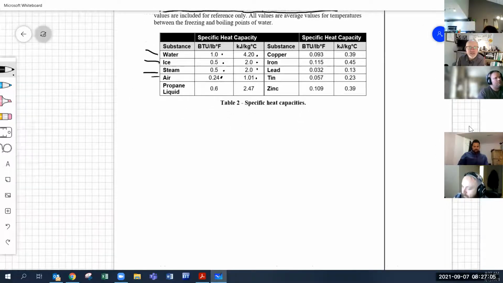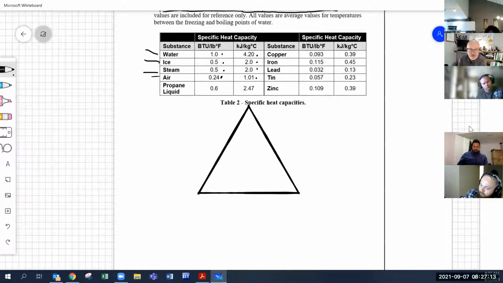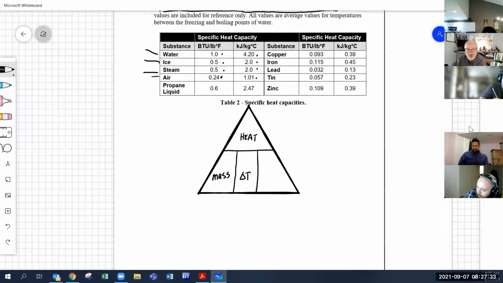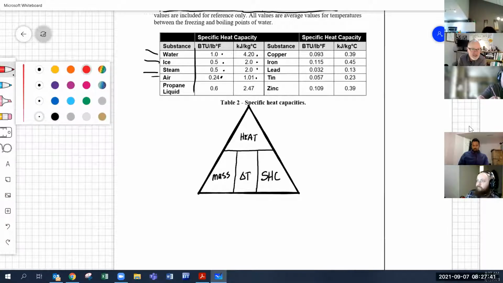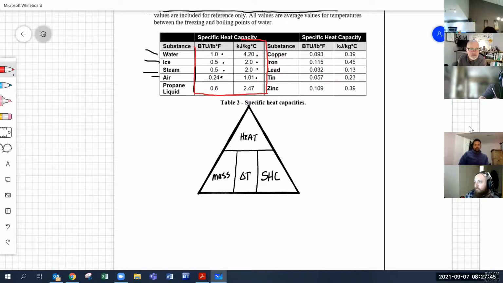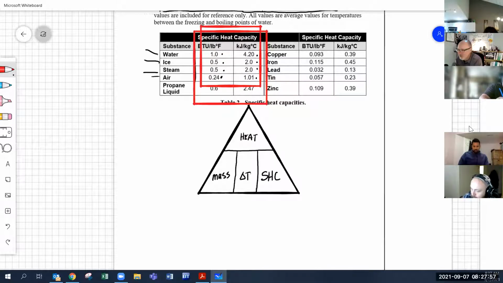Before I carry on, for sensible heat equations, we have a formula we want to use. That formula is the heat is equal to the mass of the substance, multiplied by the delta T, which is the temperature change, and multiplied by the specific heat capacity. These are the specific heat capacities of these substances. We're only going to be really concerned with these ones. We're not going to be concerned with iron and lead and zinc. We're not going to do any calculation on those, okay?